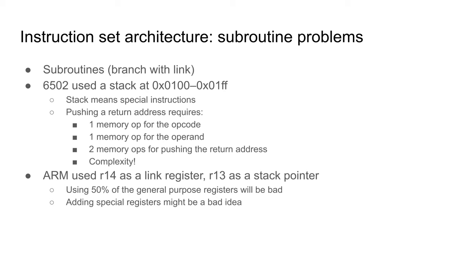The final issue I wanted to raise is that of subroutines. Any useful CPU must have support for calling and returning from subroutines. Fixed branch returns just won't work. The 6502 used a stack located in page 1 of memory. The disadvantage here is that special instructions are required to push and pop registers. Also, the jump to subroutine instruction is now very complex. The ARM architecture fixed this by using R14 as a link register, and code generally used R13 as a stack pointer. I don't have enough registers to achieve this, and adding special registers might well be a bad idea.